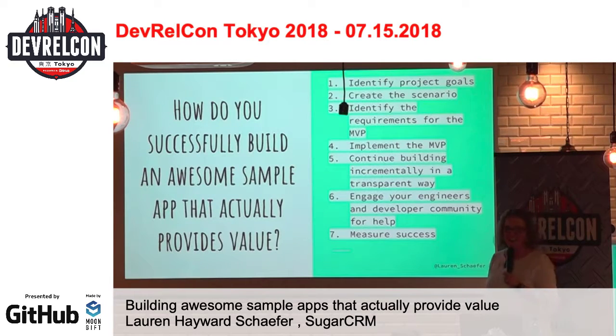All right. And then how do you successfully build an awesome sample app that actually provides value? So these are the 7 steps we've been talking about. Identify project goals, create the scenario, identify the requirements for the minimum viable product, implement it, continue building incrementally in a transparent way, engage your engineers and developer community for help, and measure success.